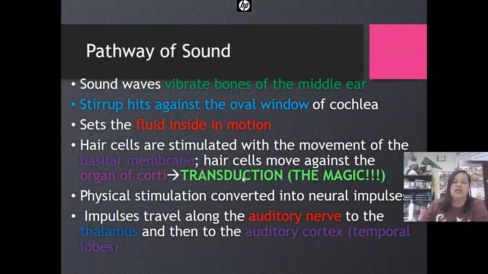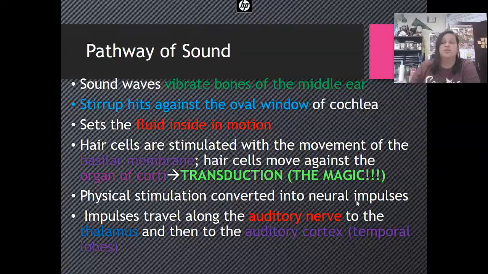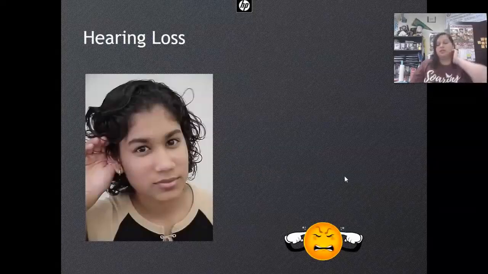Remember, transduction is when the physical stimulation, which is vibrations, is converted into a neural impulse that the brain can understand. The impulses travel along the auditory nerve to the thalamus and then to the auditory cortex, or the temporal lobes. So this one I think is a little bit harder than the vision one, but you'll get it. We'll figure out these orders.